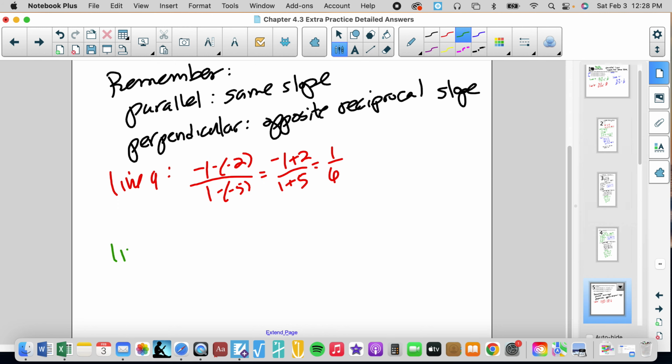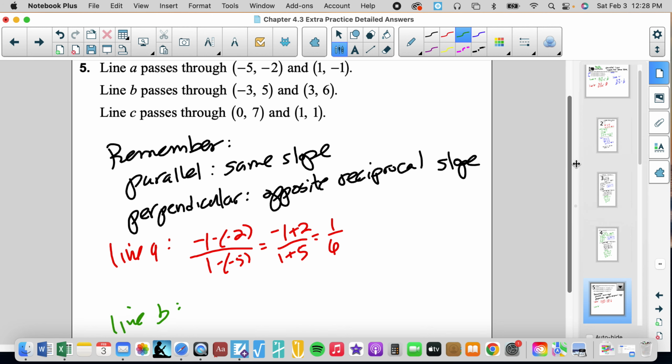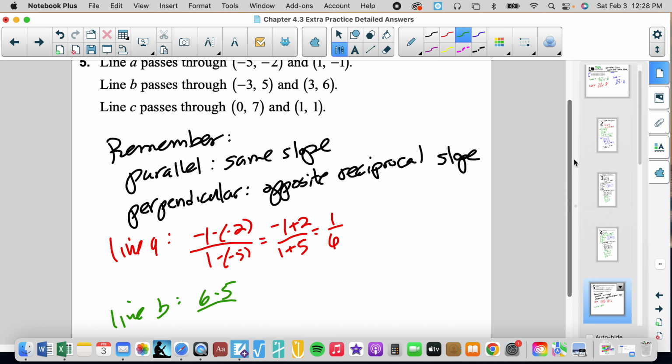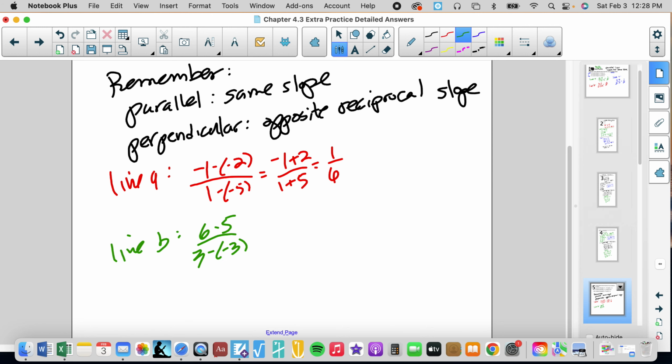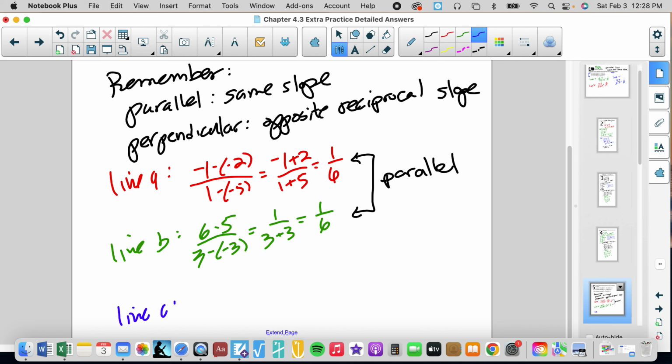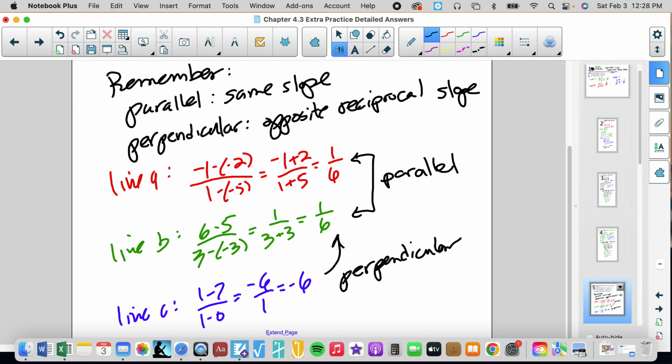Line B. Line B is 6 minus 5 over 3 minus negative 3, 1 over 3 plus 3, 1 over 6. So we know that A and B are going to be parallel. And now let's do line C. Line C is 1 minus 7 over 1 minus 0. So that is negative 6 over 1, which is negative 6. And this is going to be perpendicular to those two, because the opposite of negative 6 is positive 6, and then the reciprocal will be 1/6.